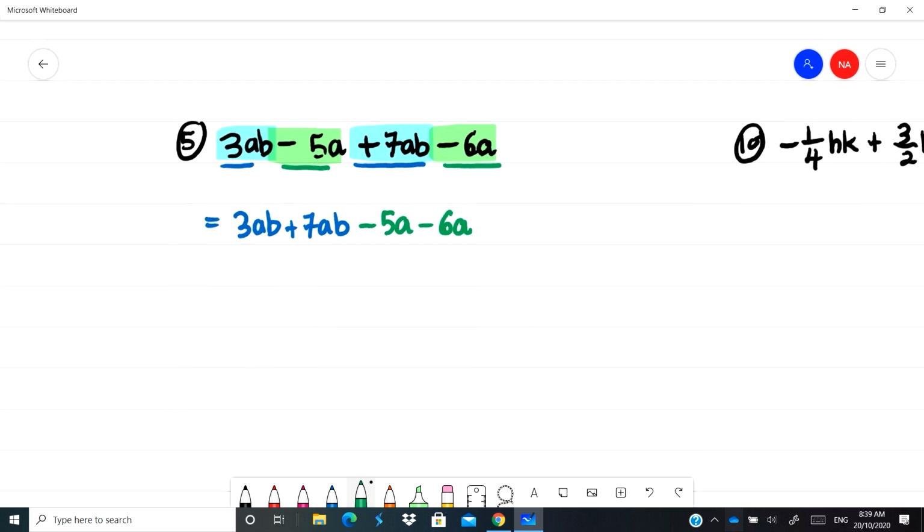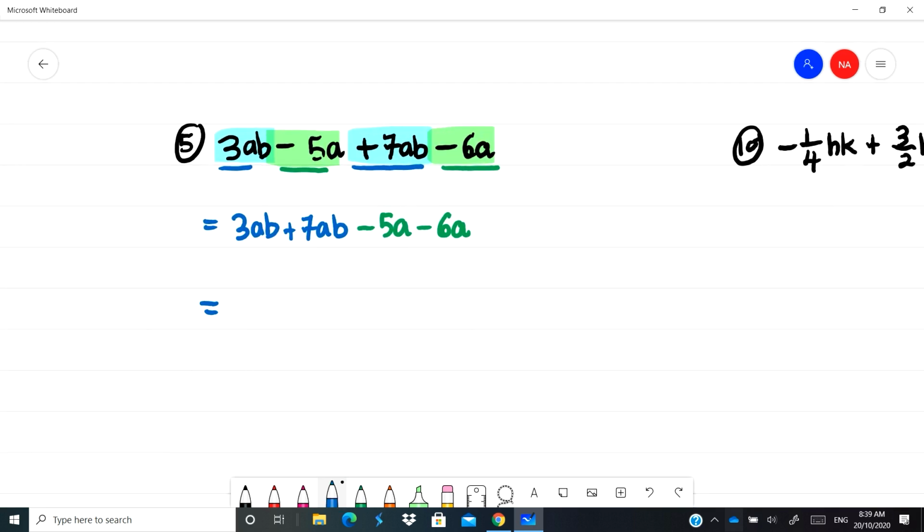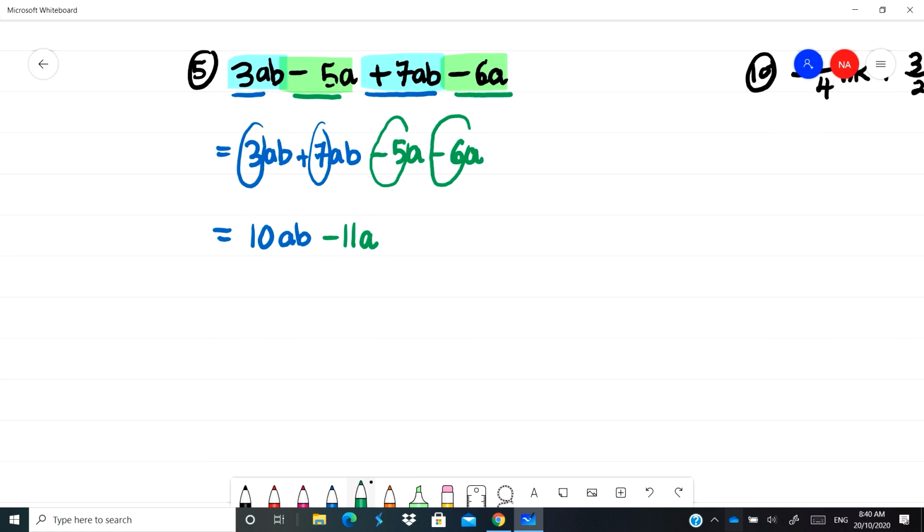Okay, so now yang biru kita akan dapat 3 plus 7. Tambahkan yang ini sahaja. 3 plus 7 we'll get 10. 10 what? 10ab. Next one, yang warna hijau, take this negative 5 minus 6. Negative 5 minus 6, you'll get negative 11. a is your variable at the back there. So that's your final answer for number 5.